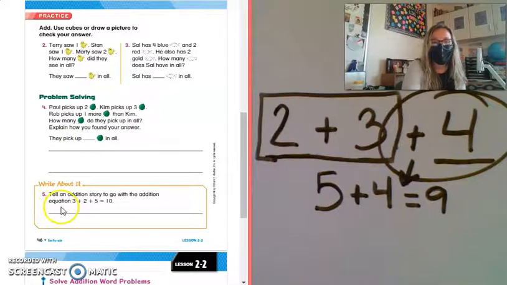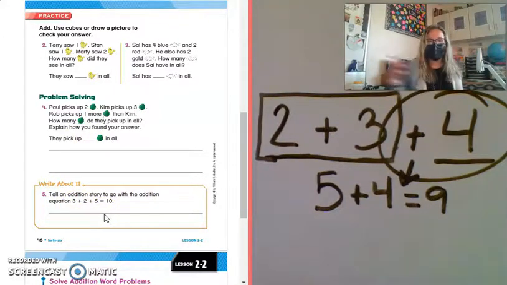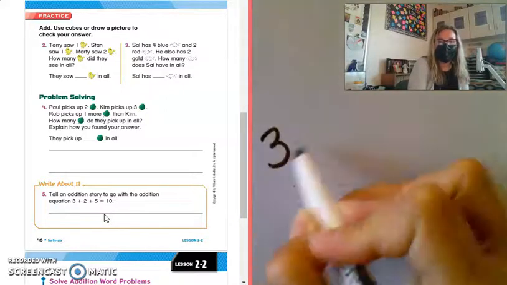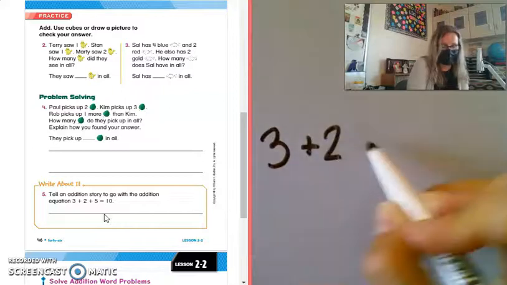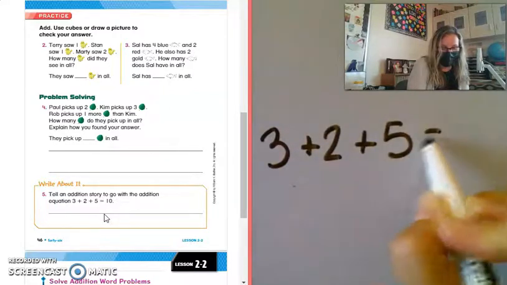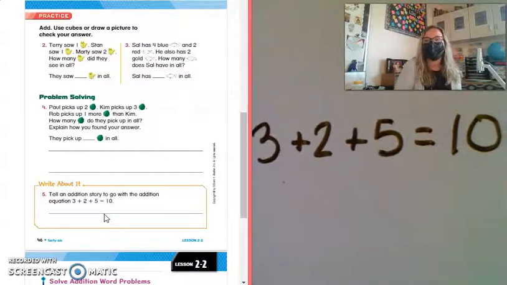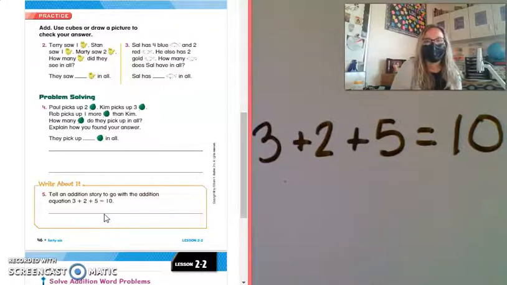All right, looking down here, it says tell an addition story to go with the addition equation. So the equation that they have there for us is 3 plus 2 plus 5 equals 10. Now, you don't have to write it down, but can anybody think of a word problem that could go with those numbers? Go ahead, Connor. 2 plus 5. Oh, no. I want a word problem.